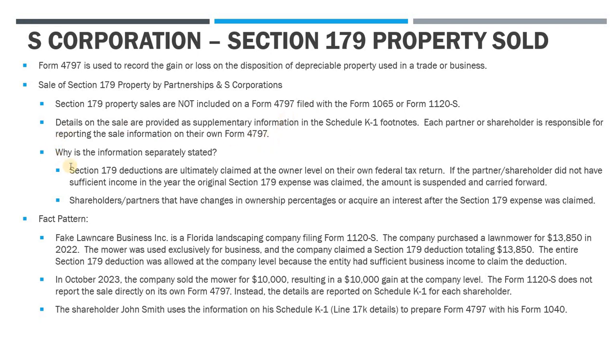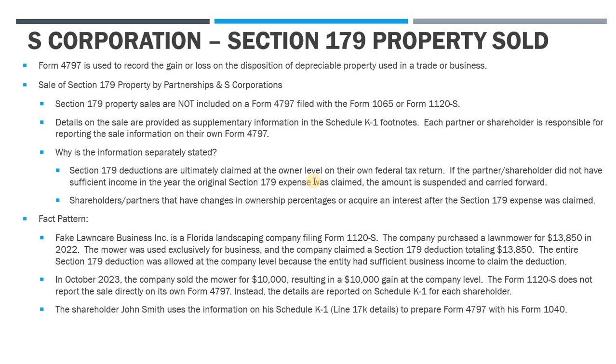Now, why is this information separately stated? Well, it's a couple of reasons, but the big one is the 179 deduction. It's ultimately claimed at the owner level. So the S corporation claims a deduction. It does a test against its own business income for that limitation. But then the partner or shareholder ultimately records that expense on their personal return, and they have to determine if there's any suspended amount at their own individual level, right?